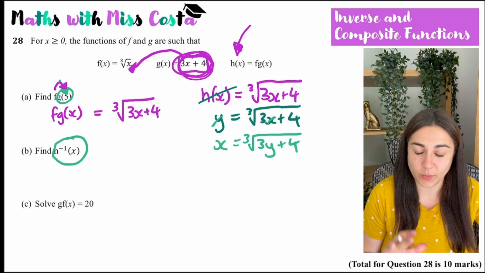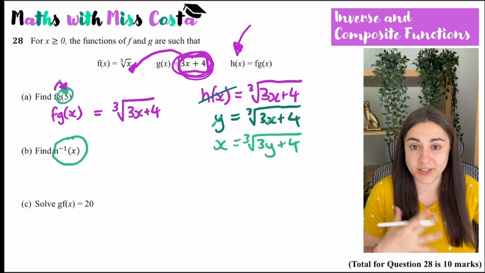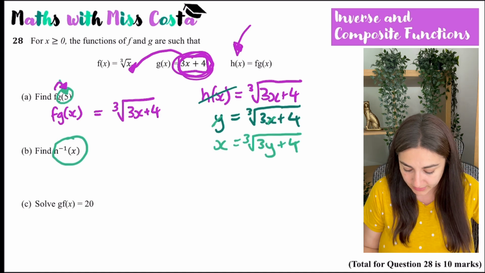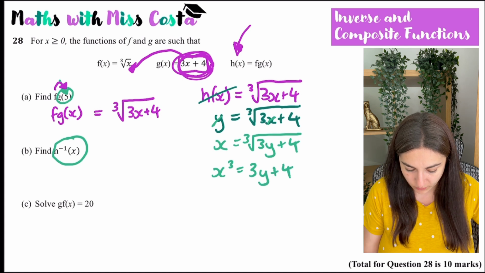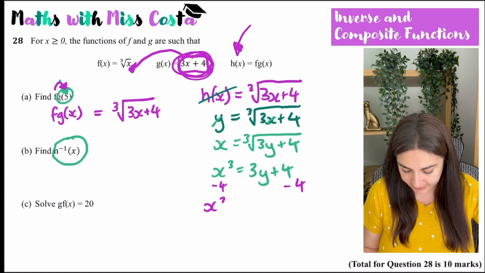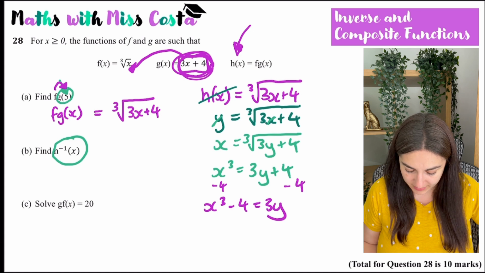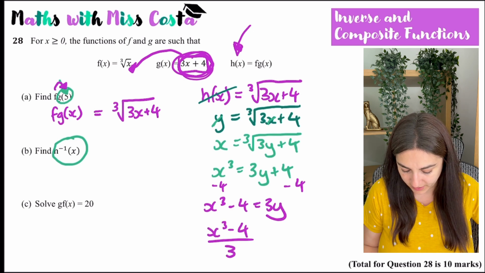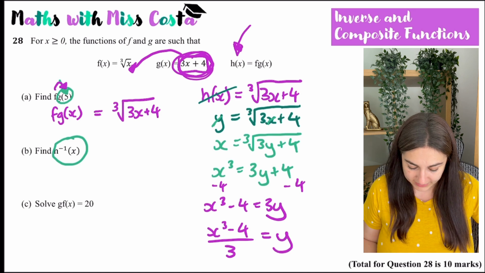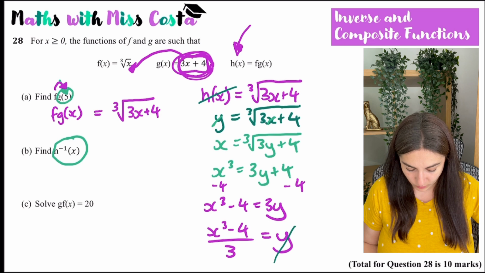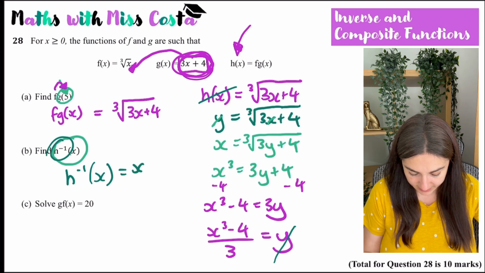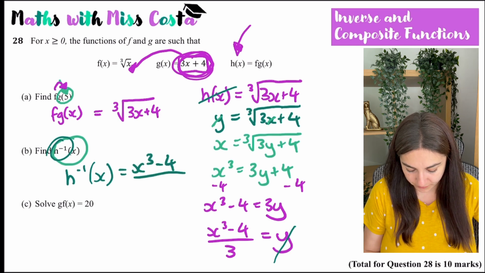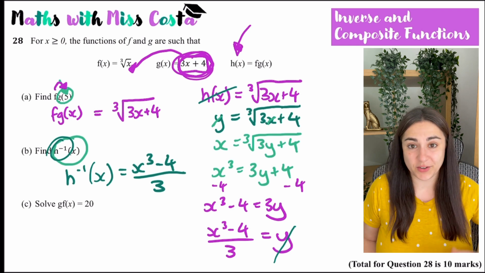And now all we're doing is solving it, rearranging it to make y the subject. So first thing you would do is cube it. So x cubed equals 3y plus 4. Then we would take 4 from both sides. So x cubed take 4 equals 3y. And the last part would just be to divide by 3. Once we've got to that part, we replace y with h minus 1 of x equals x cubed minus 4 over 3. And that's how we do an inverse function.